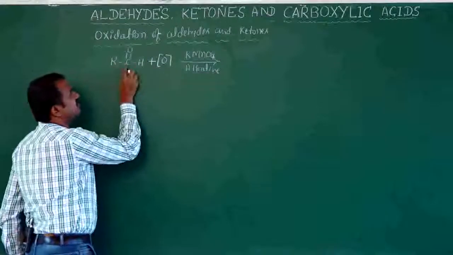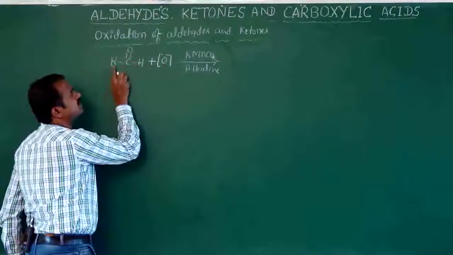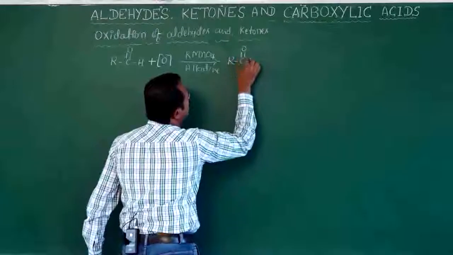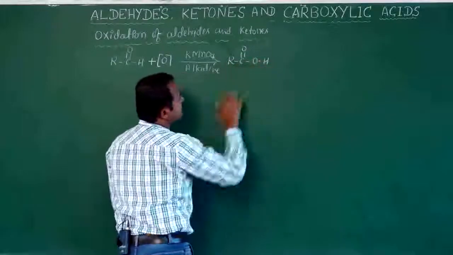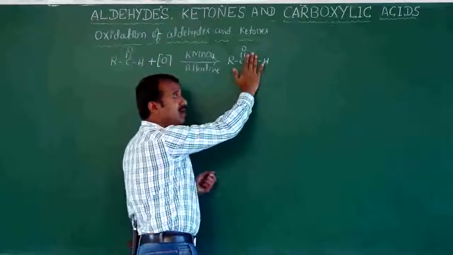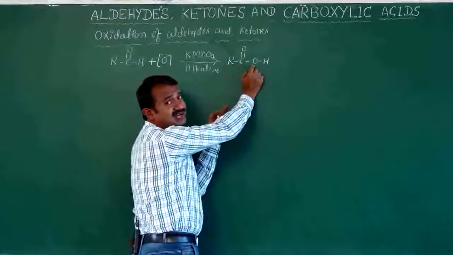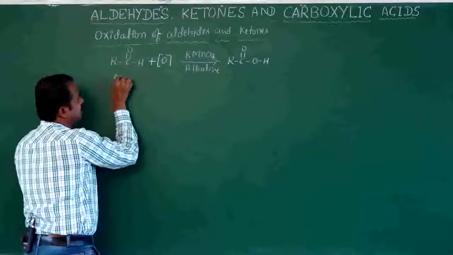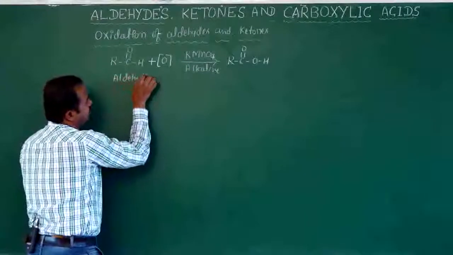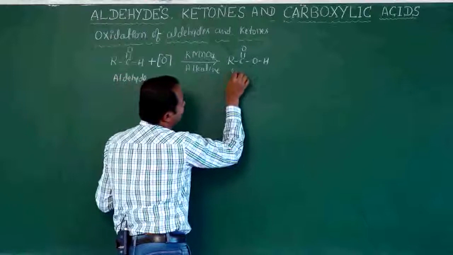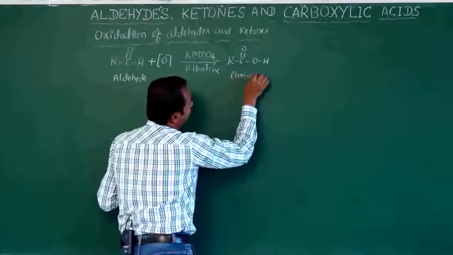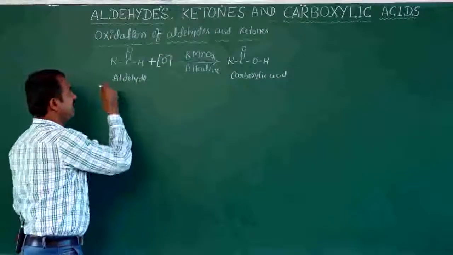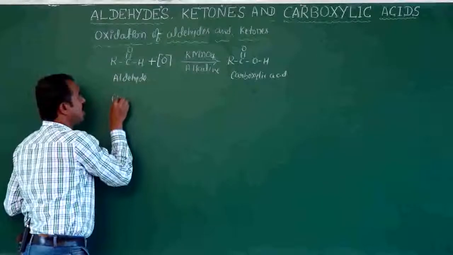Listen here. RCHO, one oxygen added here, gives RCOOH. This is the aldehyde general formula. The addition of oxygen is called oxidation, forming a carboxylic acid. An aldehyde is converted to a carboxylic acid using an oxidizing agent. This is a carboxylic acid.